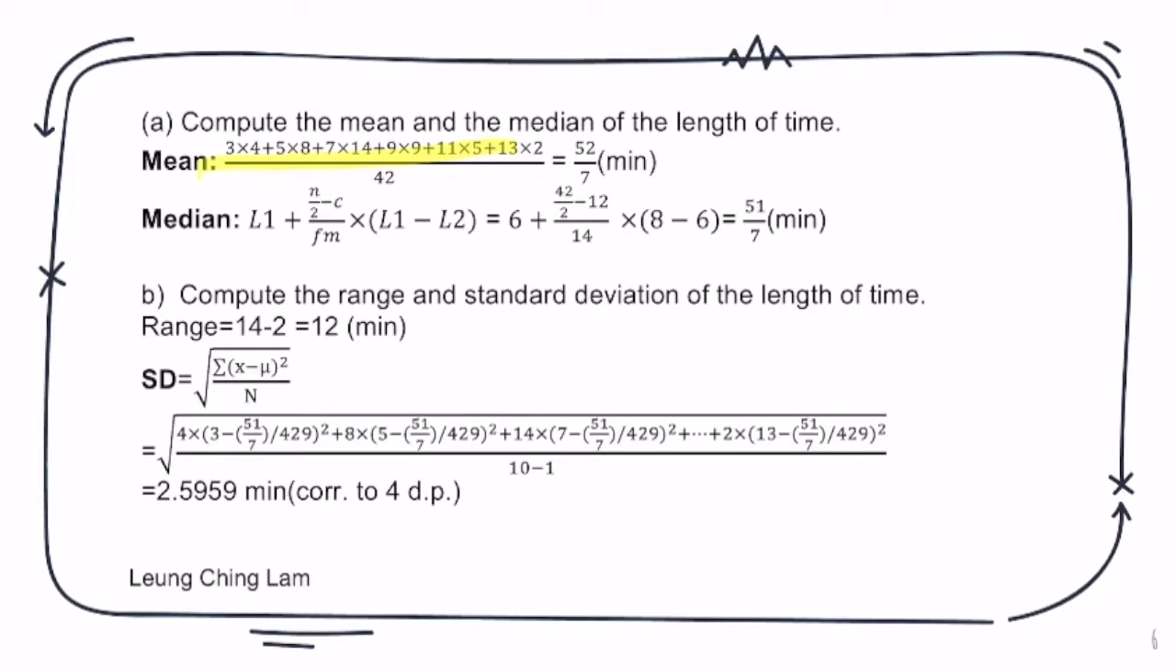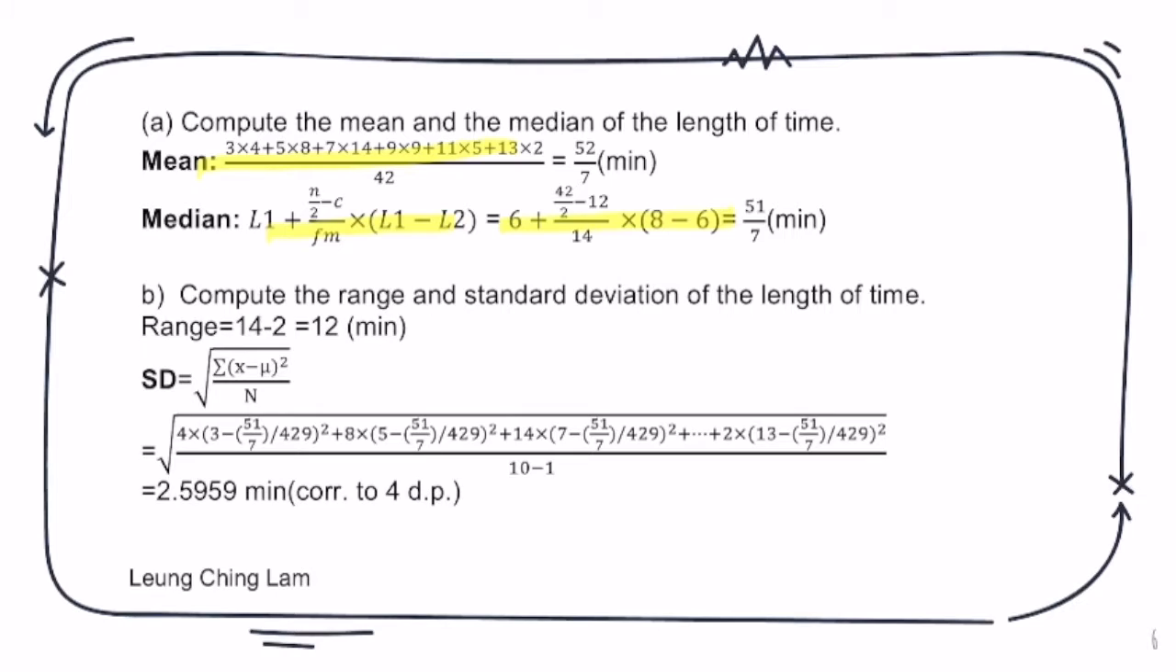As for the median, the formula is shown here. L1 is the lower boundary and L2 is the upper boundary. N is the total frequency, C is the cumulative frequency before the median class, Fm is the frequency of the median class. After inputting the numbers into the equation, this one will appear. The answer is 51 over 7 minutes.